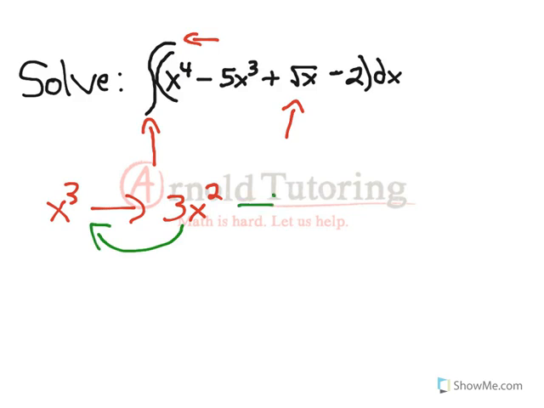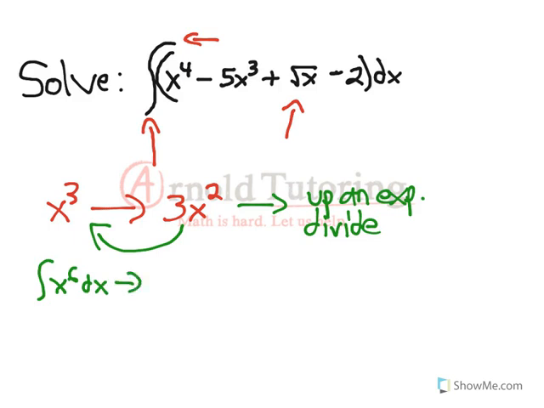All we do for integration is we go up a term, up an exponent, I should say, and divide by that new exponent. In other words, if we want to integrate x to the 6 dx, we're going to go up an exponent, so up 1 from 6 is 7, and we're going to divide by that new exponent.